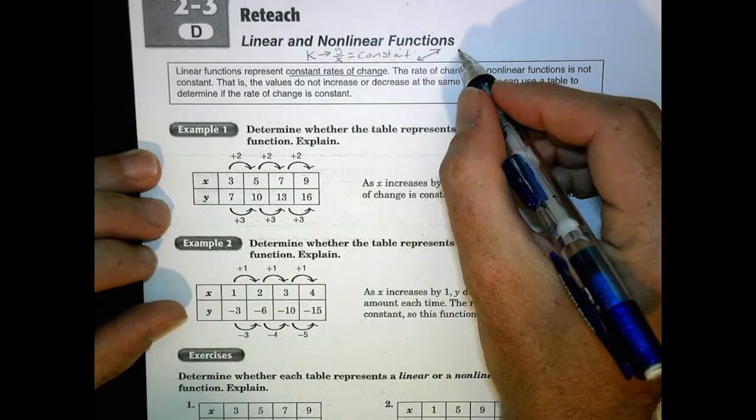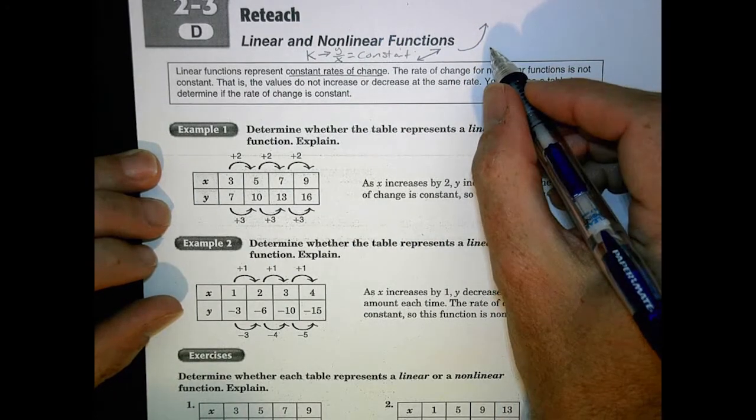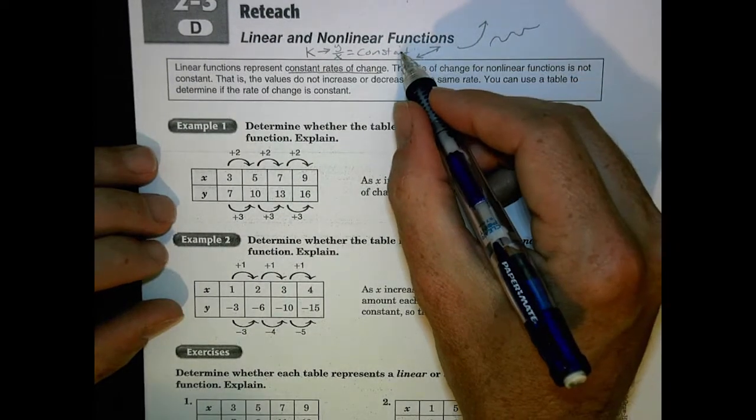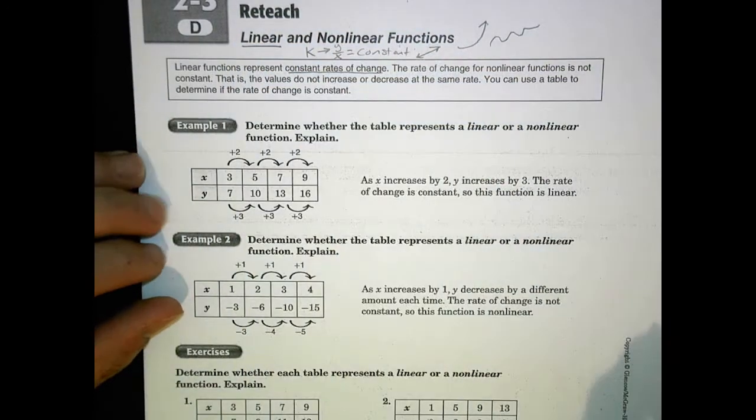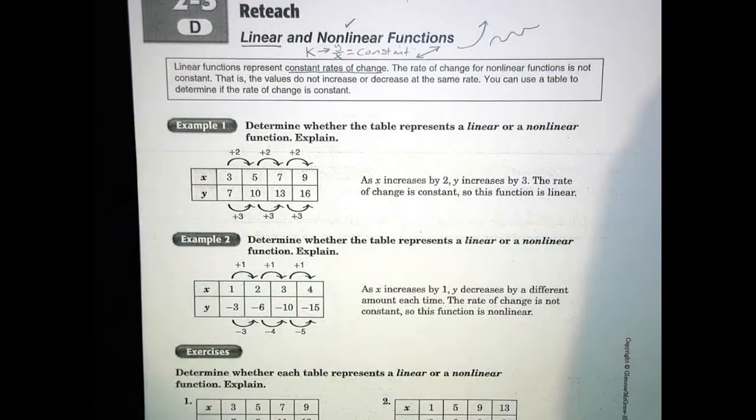If it's not a constant, then you might get something curvy like that, which is an exponential kind of function. You might get something erratic like this. I mean, who knows what you might get. But a constant function, or a constant rate of change, is going to form a line, making it linear. If it's not constant, then it becomes non-linear.